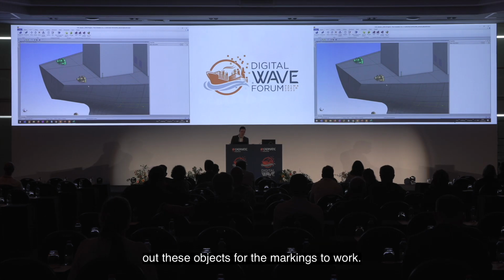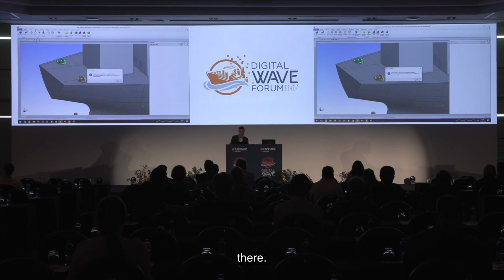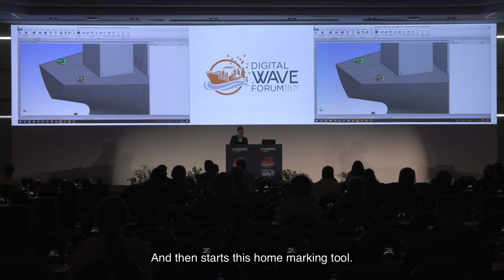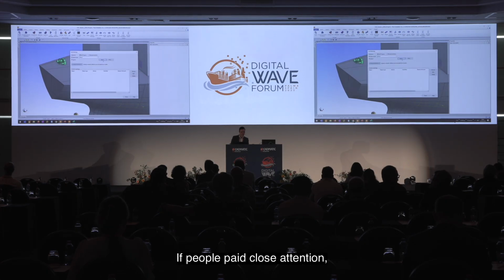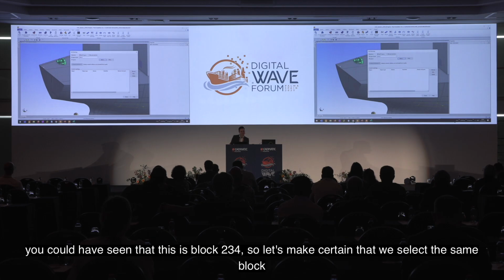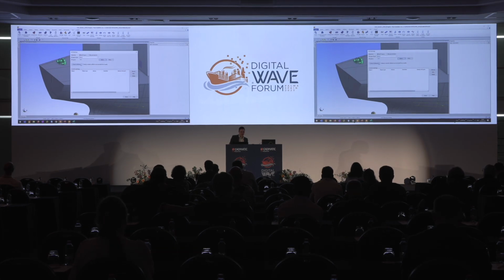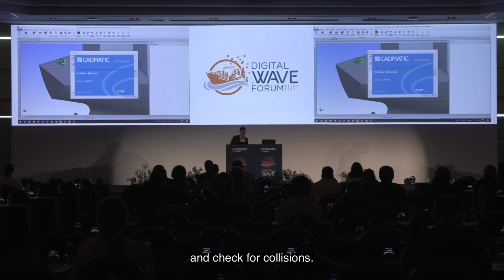Okay, let's also make certain that we can check out this object. For the markings to work, the objects need to be checked out. So let's make certain we have that there. And then start this hull marking tool. Tool, hull marking. If people paid close attention, you could have seen that this is block 2, 3, 4. So let's make certain that we select the same block and check for collisions.